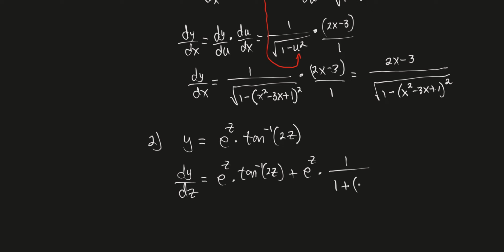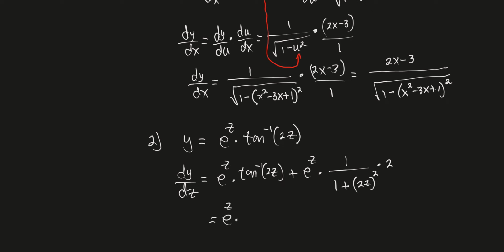So it's 1 over 1 plus the quantity 2z squared. And then the chain rule says I have to multiply by the derivative of what's inside. So I have to take the derivative of 2z with respect to z. Well, that's going to be 2, right? So let's see how this simplifies.